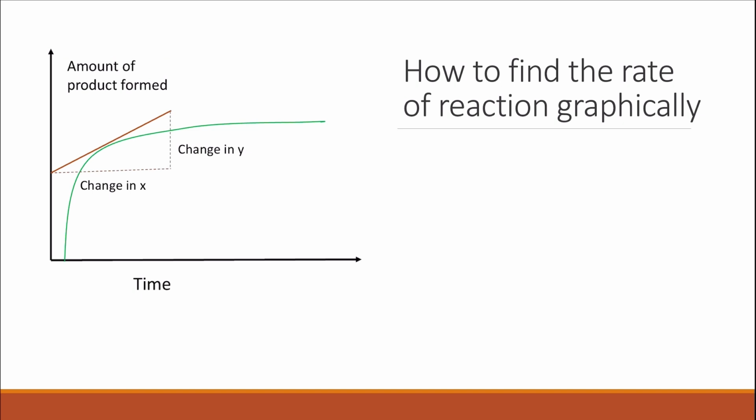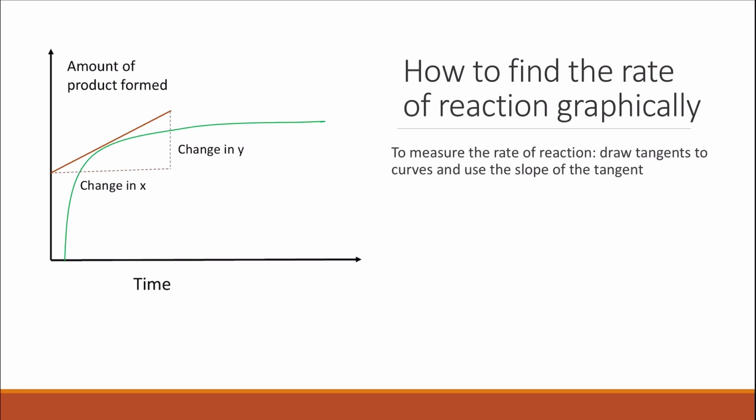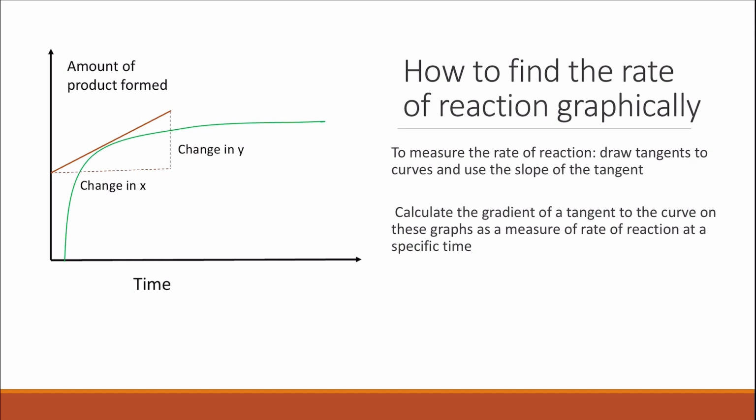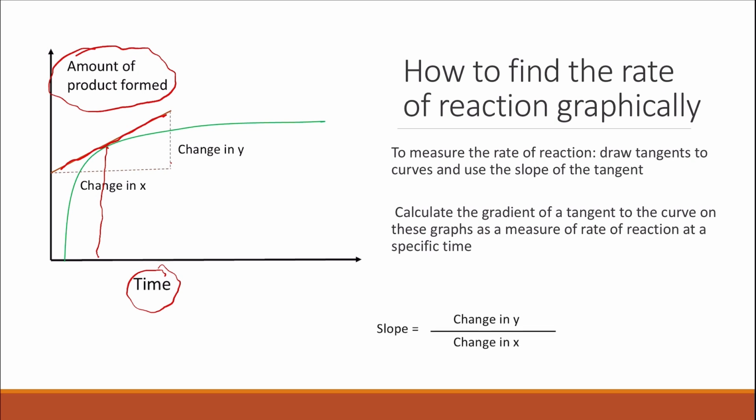To find the rate of the reaction graphically, you can draw the tangent at a certain point in the reaction curve, and then you calculate the slope of that tangent. So the slope will be the change in y over the change in x, where you have the time on the x-axis and the amount of product in this case on the y-axis. And this is the tangent at this specific point in time. So for this tangent here, we calculate the slope as the change in y over the change in x.